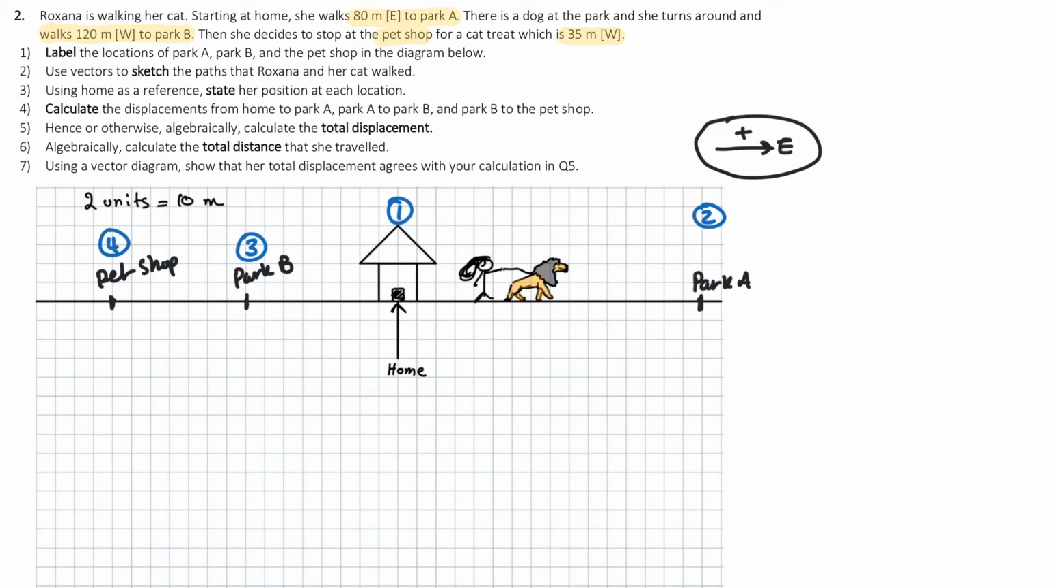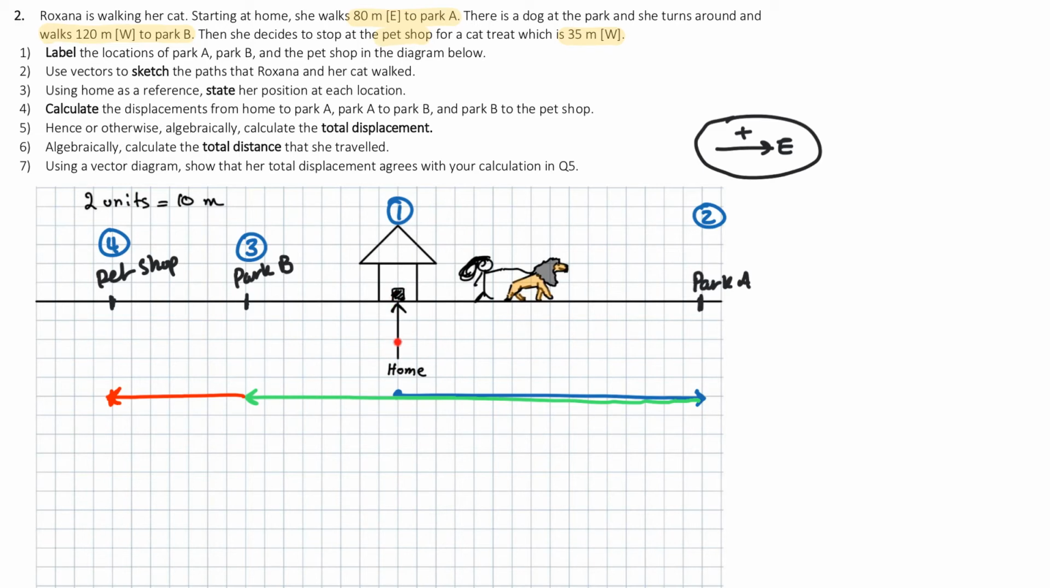The second part is asking us to use vectors to sketch the path that Roxana and her cat walked. So let's do that here. Starting from here, they go in this direction all the way to here. They then travel in this direction and they go right here. And then from here, they move to right here, 35 meters.